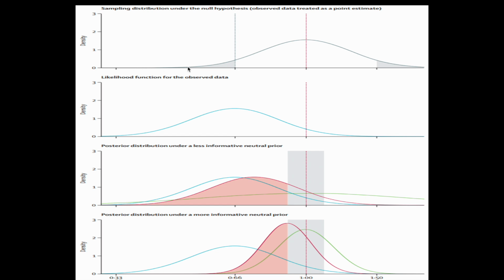This distribution that you see is called the sampling distribution under the null hypothesis. What we need to understand is that this is exactly how we get our p-values. With the p-value, we are trying to predict the probability that we get this particular result, that is 0.66, considering that my null hypothesis is true, which means that there is no actual difference from using this intervention.